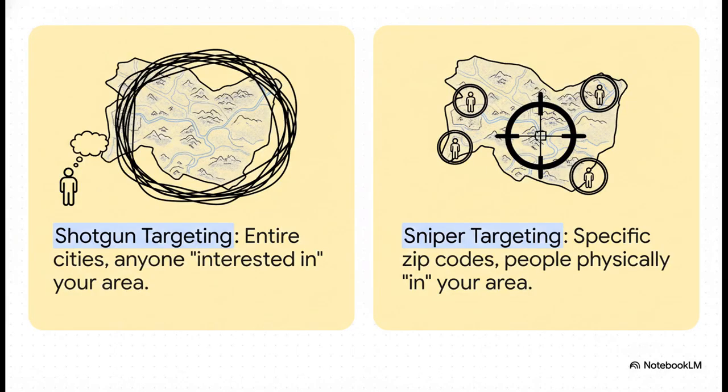The same bad logic applies to your location targeting. The shotgun approach just blasts your ad across entire cities. The sniper method, on the other hand, zeroes in on specific, high-value zip codes where your ideal customers actually live. And, just as important, it targets people who are physically in that location, not just interested in it. That one little change stops you from paying for clicks from someone who's 3 states away just planning a move.